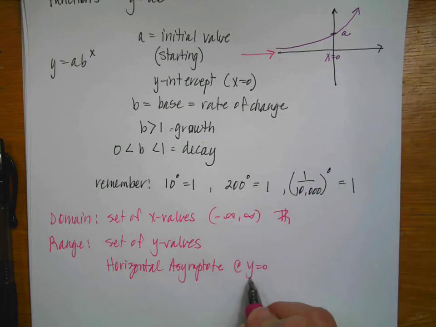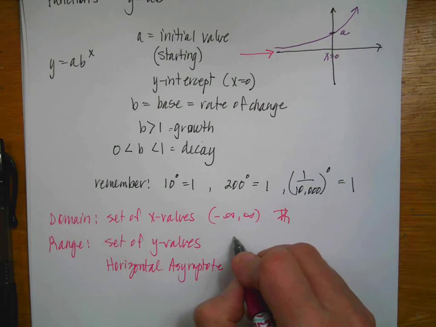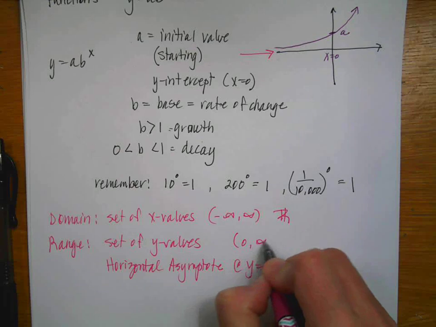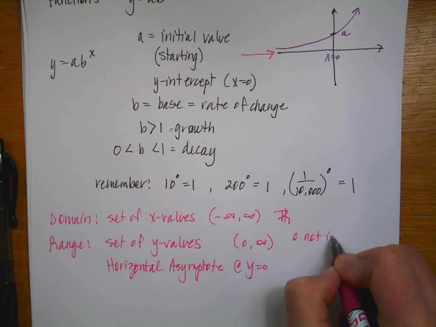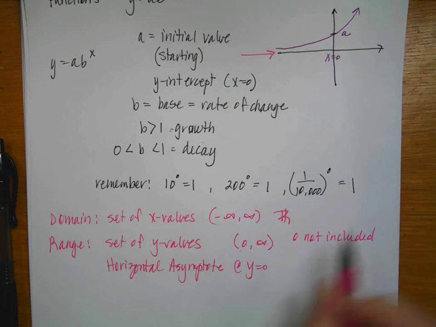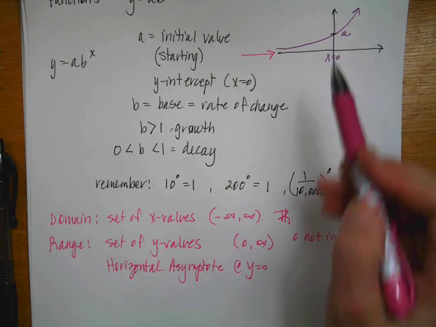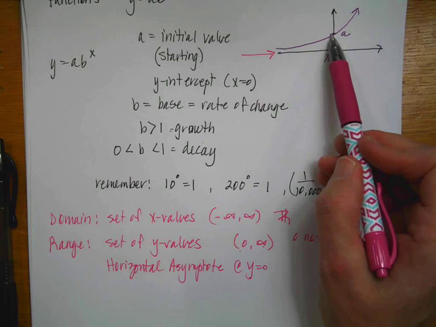So we're going to have a horizontal asymptote. So that means that our range is going to start at 0 and then go to positive infinity. The 0 is not included. And then in a growth situation, this is going to go up forever.